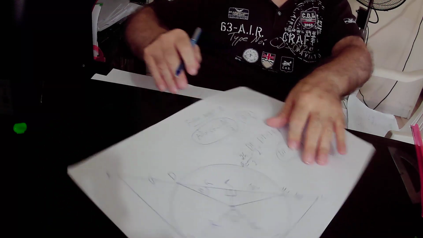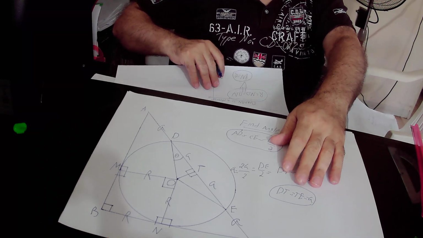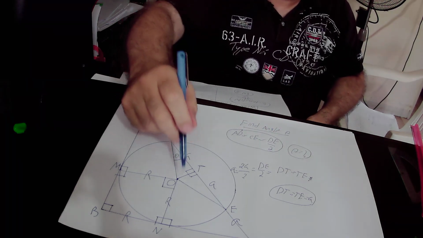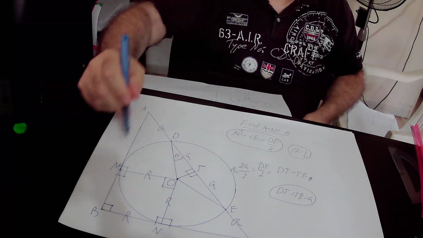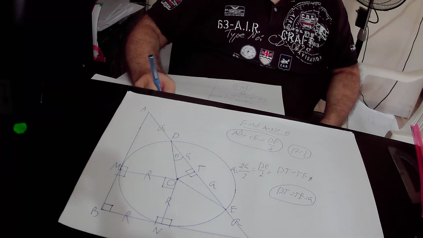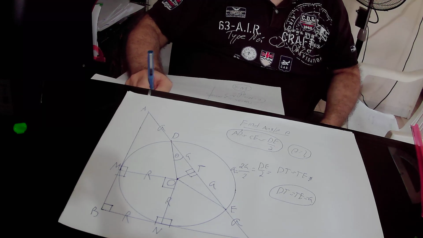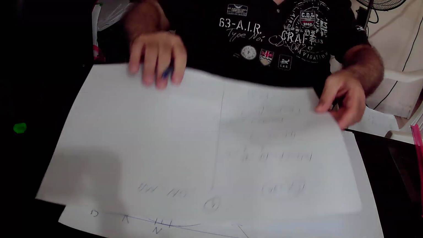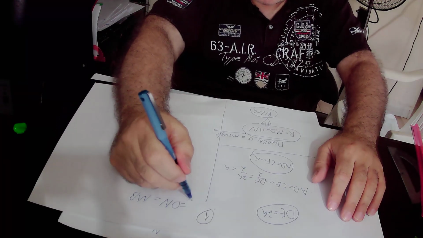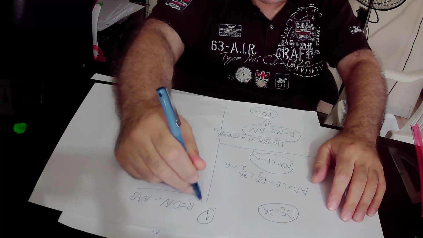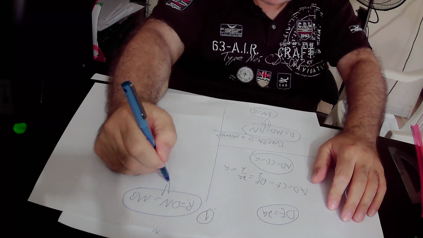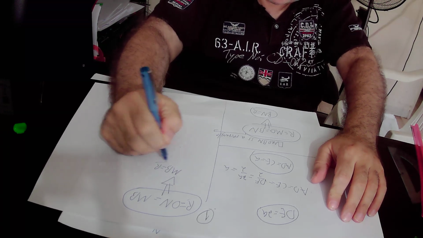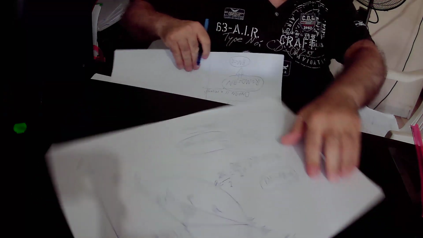Likewise, according to the same rule that the opposite sides of a rectangle are equal to each other, we will get that ON equals MB. But here ON equals R, so we can write that ON equals R. And from this equation, R equals ON equals MB, we derive that MB is also equal to R.